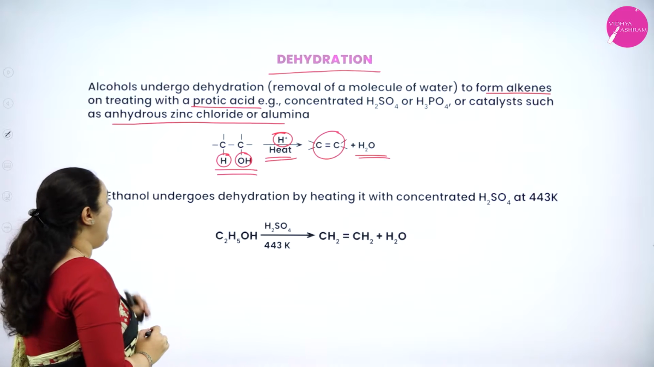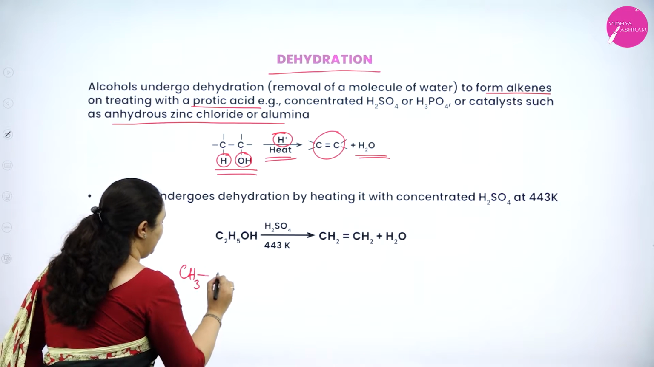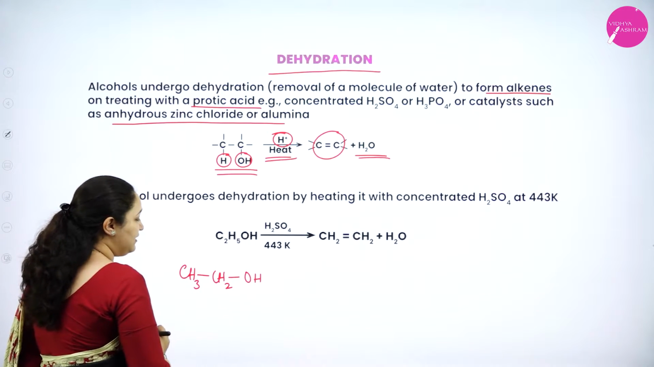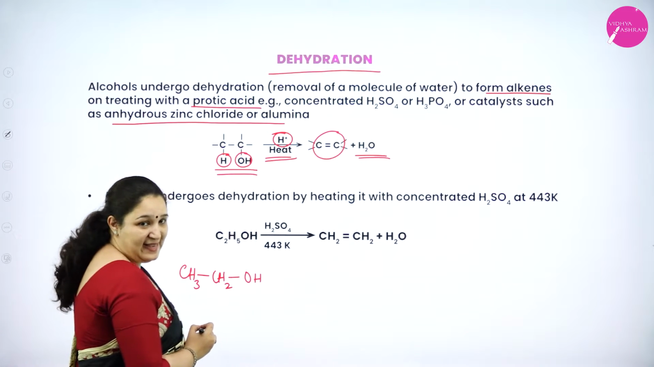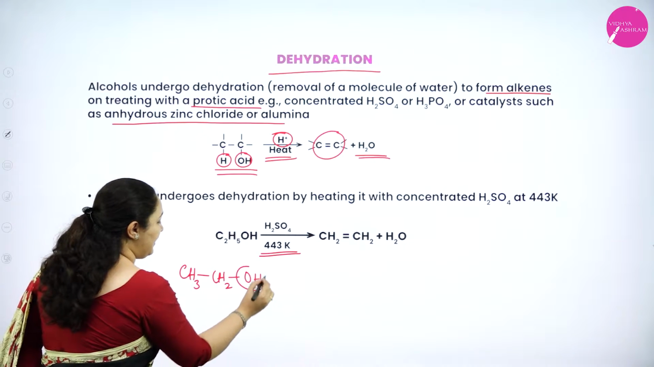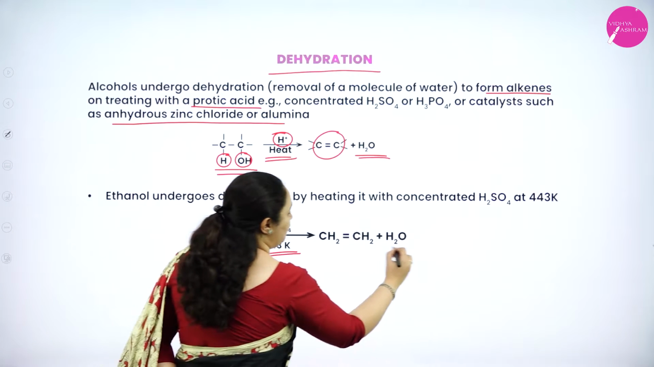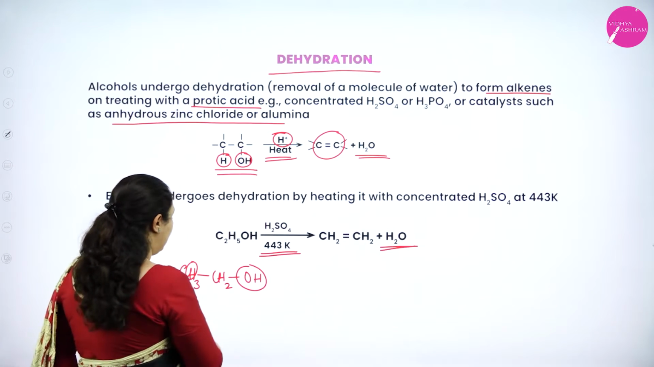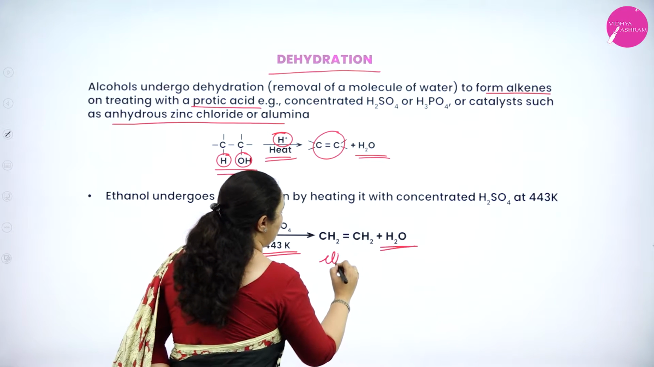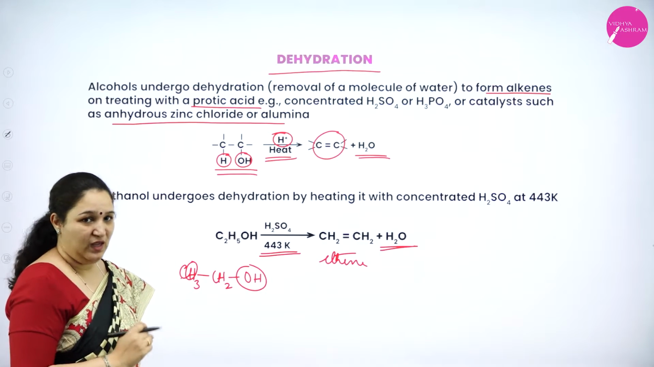For example, ethanol, if I take C2H5OH, I can write it as CH3CH2OH as well. In this, when it is treated with acid at 443 Kelvin, what will happen? From this carbon atom OH is removed, from the neighboring carbon atom one hydrogen is removed to form water molecule, and you have CH2, CH2 and between them a double bond. So you will get ethene as the product, correct?